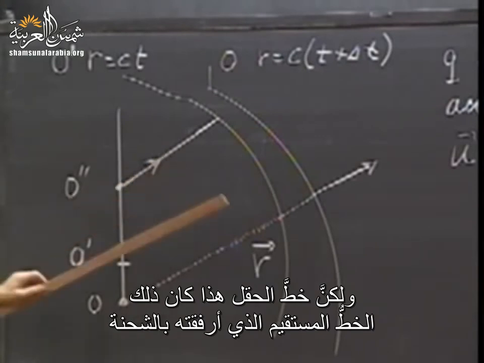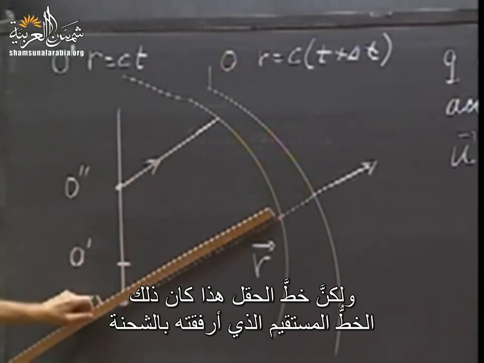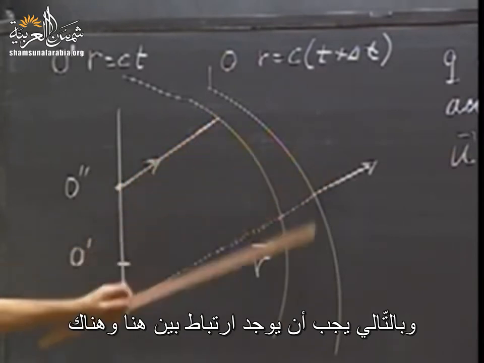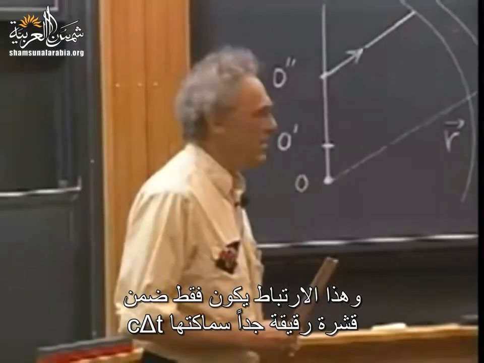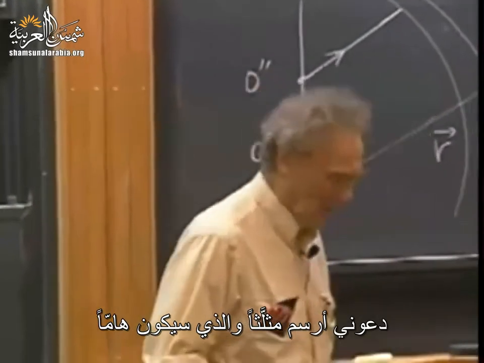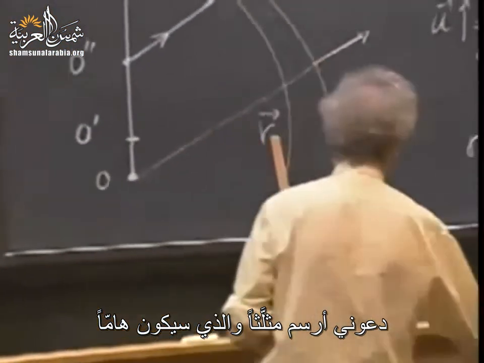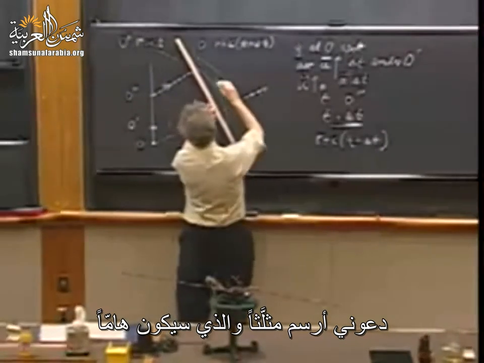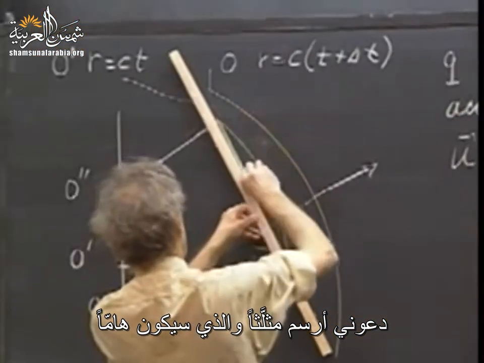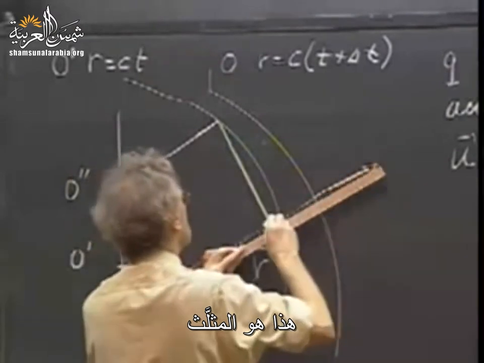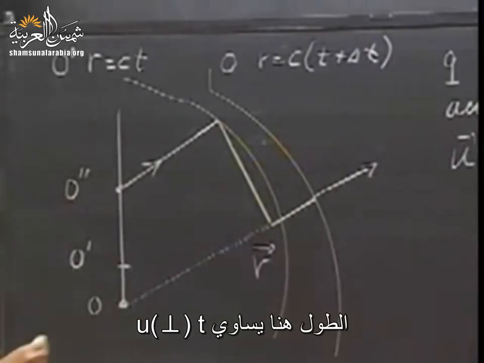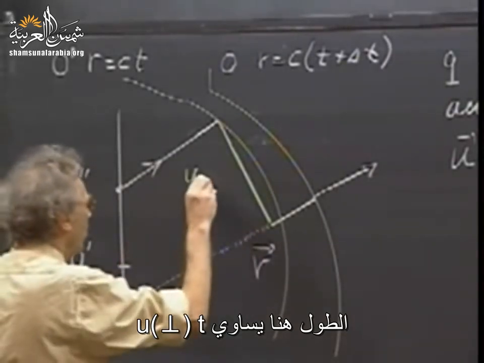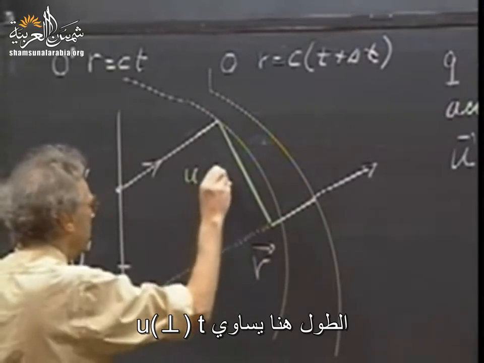But this field line was this one, that was the stick that I attached to it. And so there must be a connection between here and there. And that connection is only in that very thin shell, which has a thickness c delta t. Let me first make a drawing of a triangle that's going to be important, which is this triangle. This length here has a length u perpendicular times t.